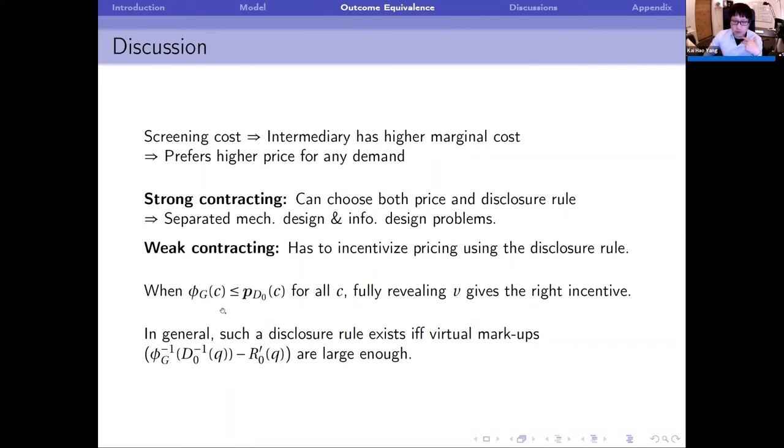And under the sufficient condition that I gave, the derivation that we just saw means that by fully revealing the value V to the buyer, when V is below the virtual cost, that's going to give the right incentive to incentivize the seller to price in the right way. And in general, whenever the virtual markups are large enough, there is going to be enough room for us to play around with information in a similar way as we just saw, so that the intermediary can incentivize the seller to price in the desired way.